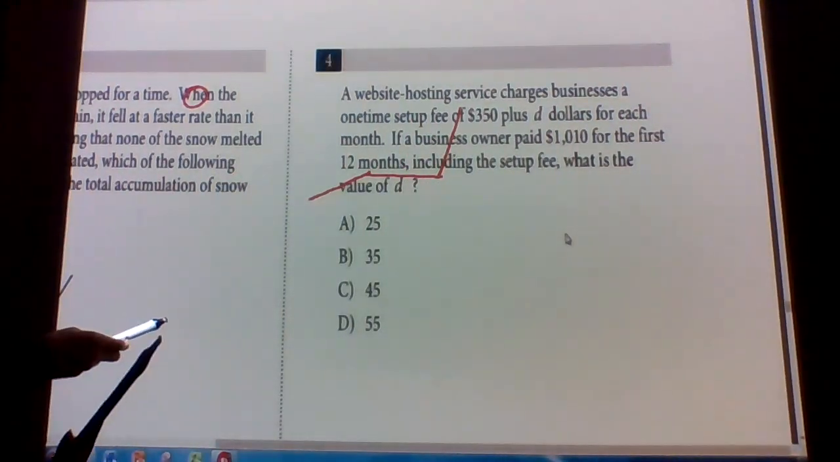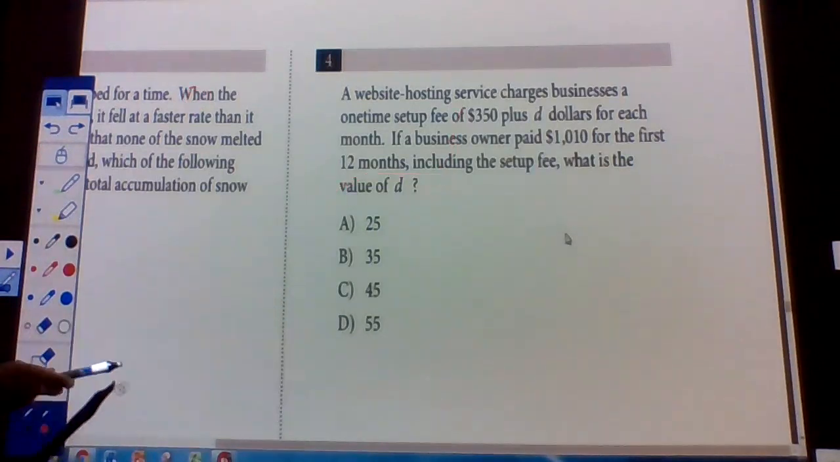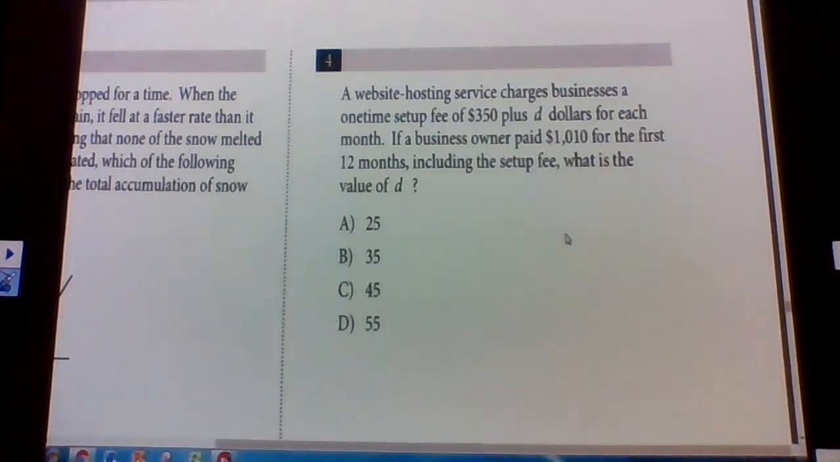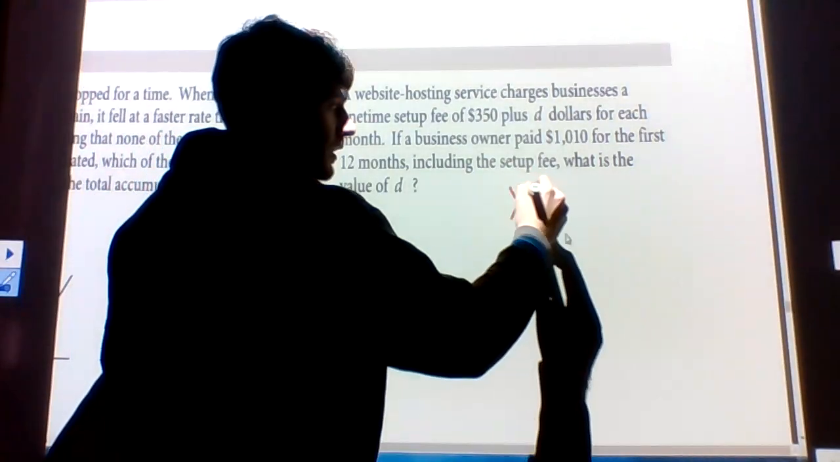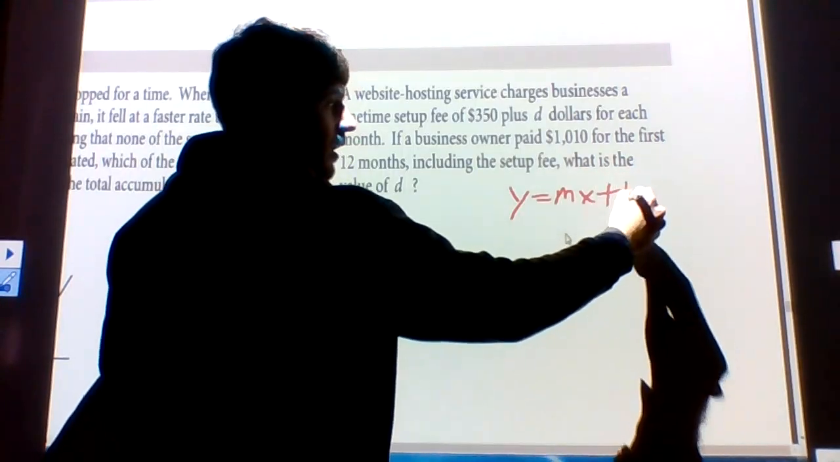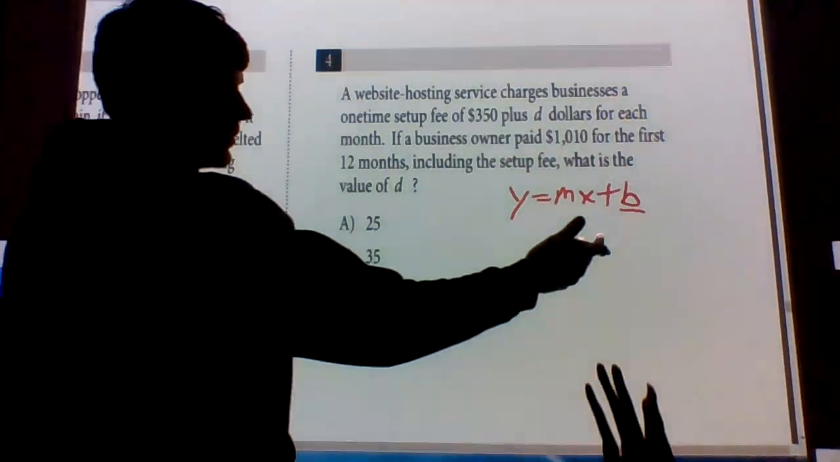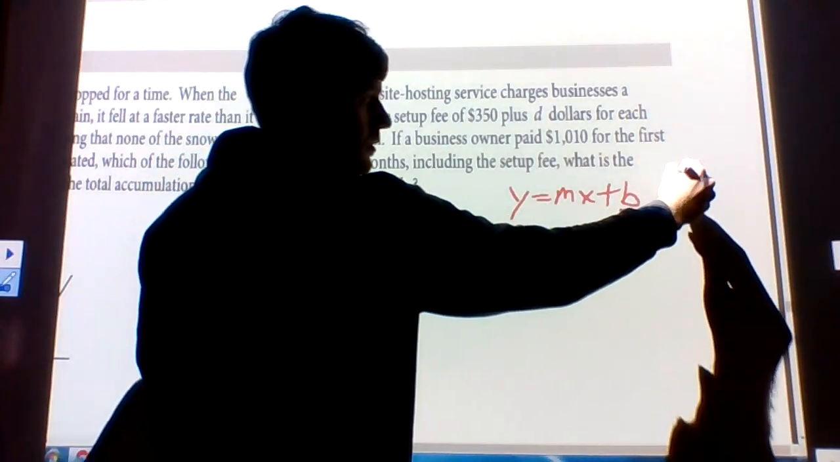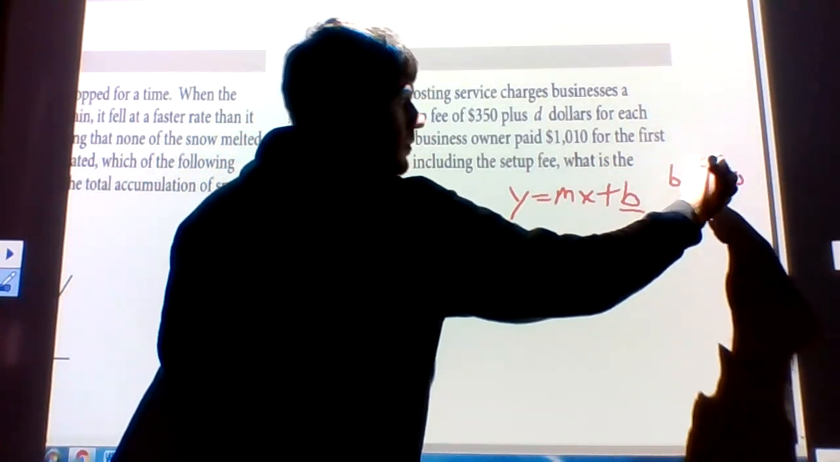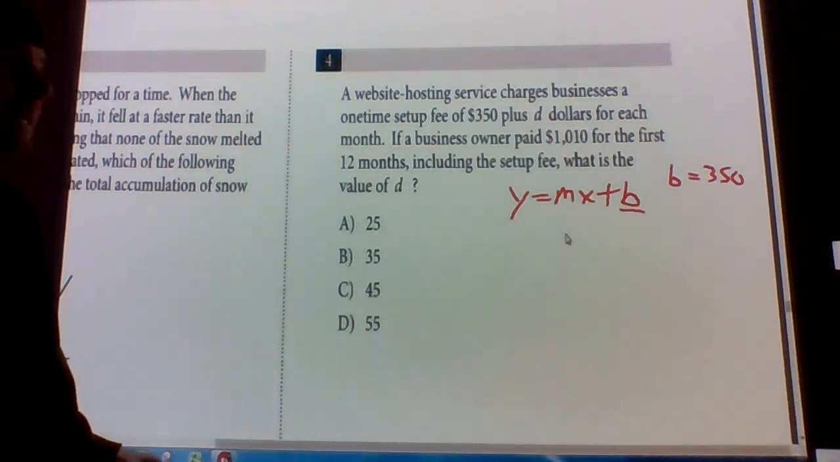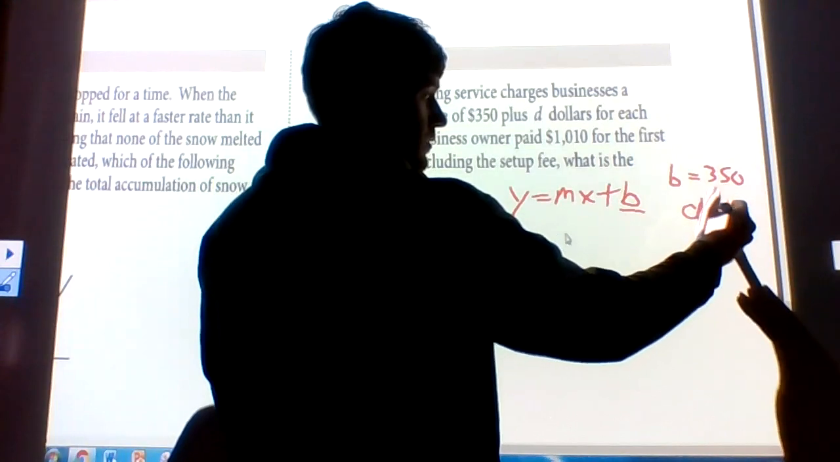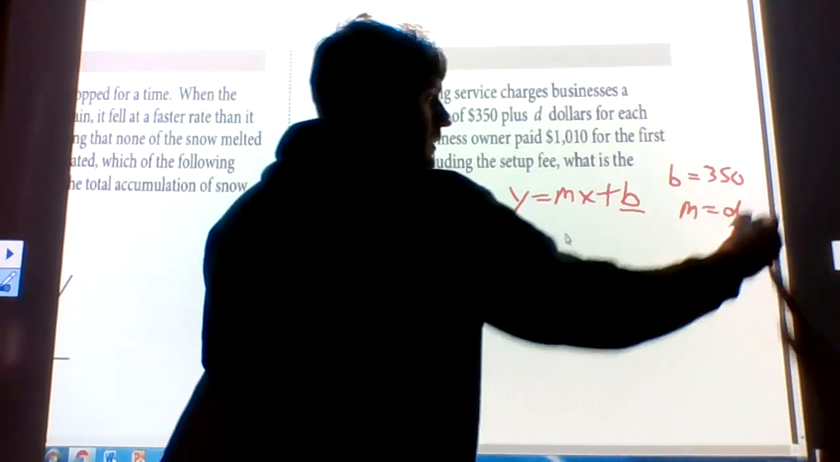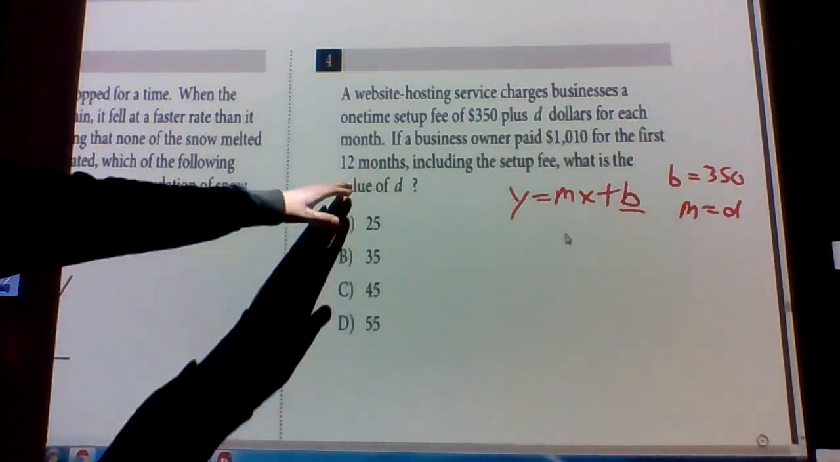Okay, a website hosting service charges businesses a one-time setup fee of $350 plus $D for each month. If the business owner paid $1,010 for the first 12 months, including the setup fee, what is the value of D? So again, we really have an equation y equals mx plus b. Your initial or setup fee is going to be $350. Okay, so b is going to be $350. There's a rate of $D for each month. So our slope is going to be the rate, which is D. And then we're looking at 12 months.